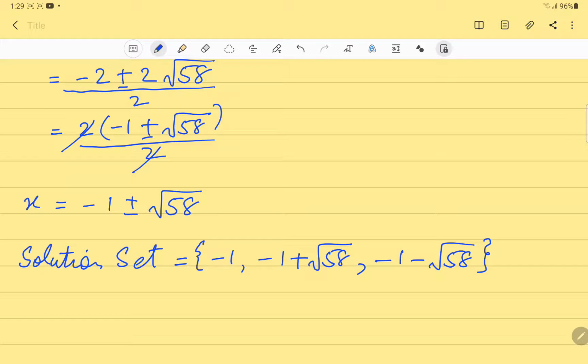Actually there are 4, but since minus 1 is appearing twice, there is no use of writing the same number twice, so we are writing it only once. So minus 1 and minus 1 plus square root of 58 and minus 1 minus square root of 58, and this is the answer of our question.